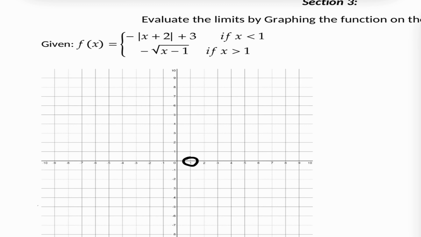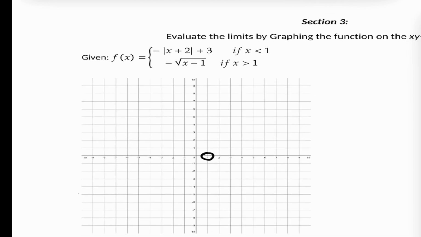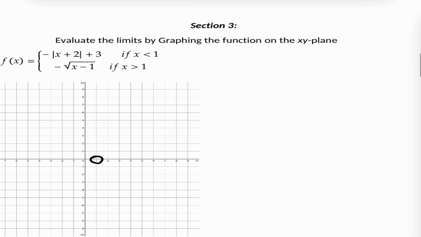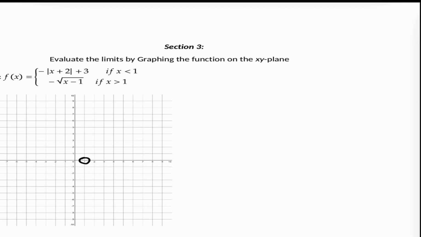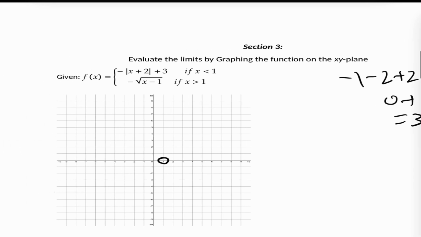Let's figure out the points for this first equation. Let's plug in -2 to find our first point. This will get us 3. So our point is -2, 3.